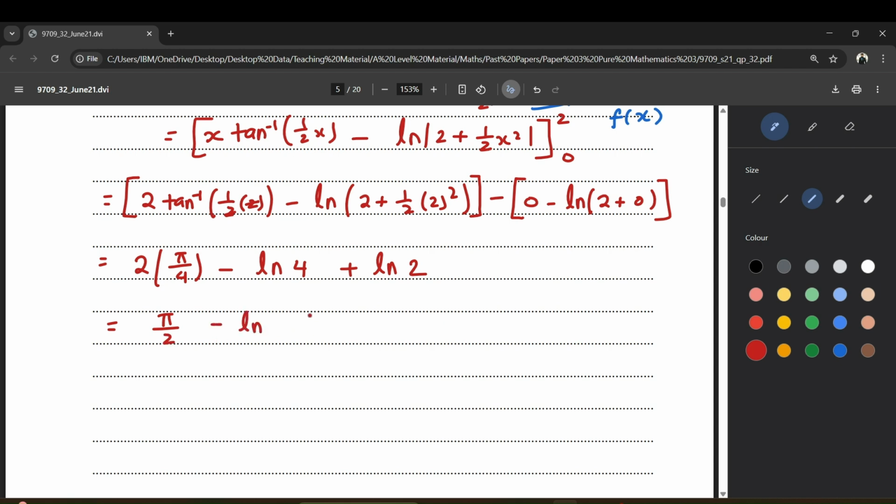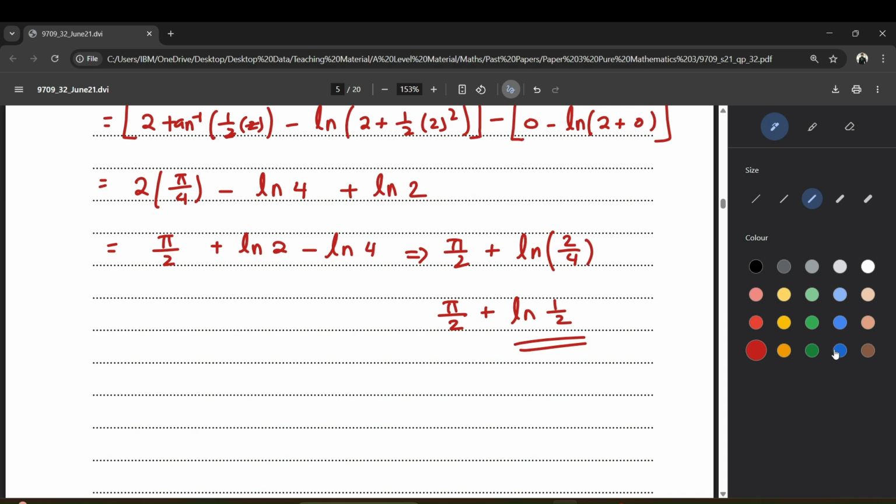minus ln. Okay, what we can do here is, if we write it in this form, I can combine them into one single fraction, into one single logarithm. That will be 2 over 4. Okay, and that gives us pi upon 2 plus ln 1 over 2. Okay, so that's your answer.